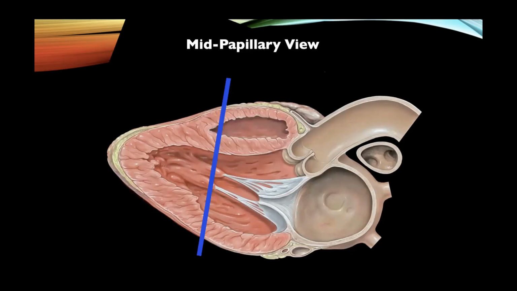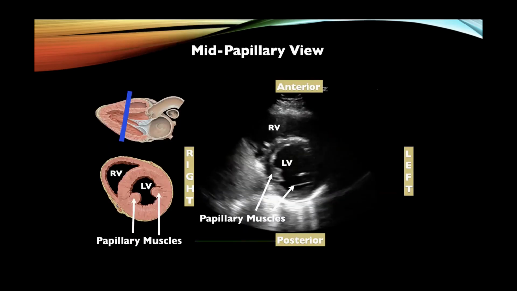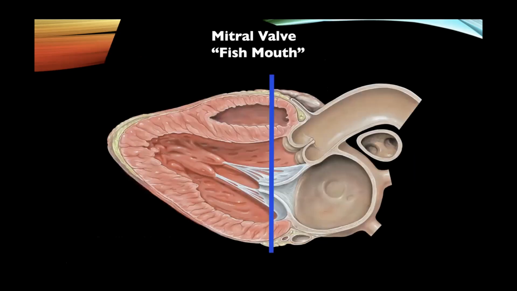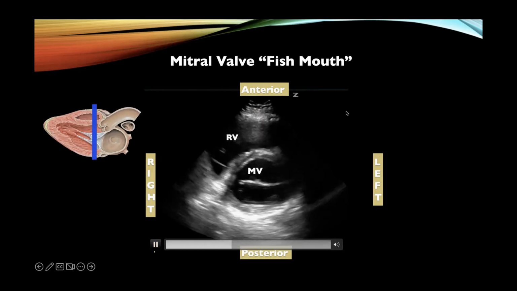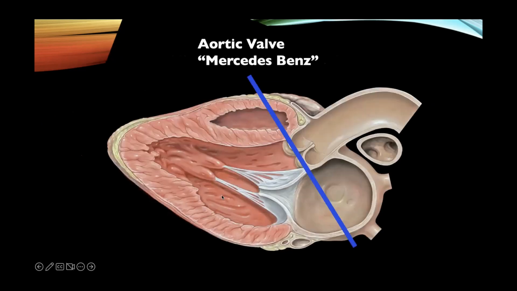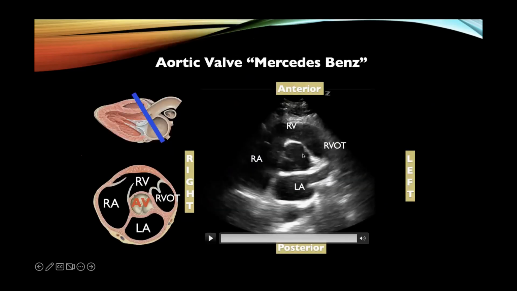This is a quick view of the mid-papillaries. On ultrasound, this is what you should be able to see, with your left ventricle and the papillaries in view, and then your right ventricle on the outside. Next, the mitral valve, which is the fish mouth view. This is a great image showing that mitral valve right in the middle of the screen. And lastly, in the parasternal short, we can take a quick look at the aortic valve, also known as the Mercedes-Benz, which you can see right there in the middle of the screen.